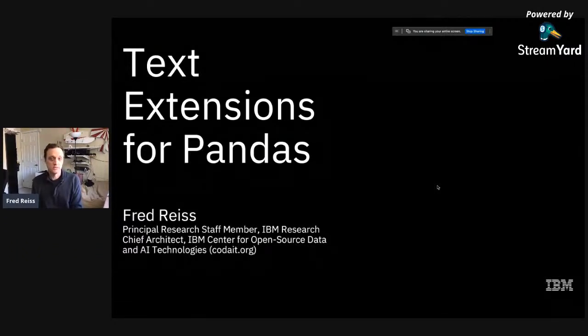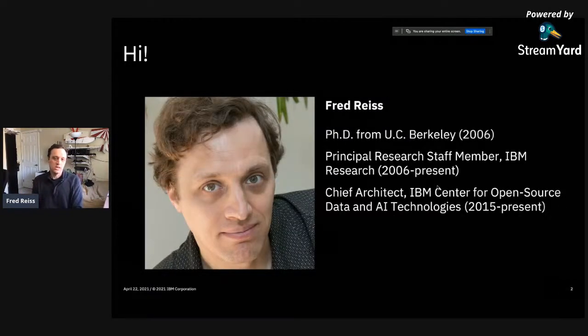So welcome everyone to my talk at this meetup. It's going to be about text extensions for Pandas, and you'll find out what text extensions for Pandas is a couple of slides in. First, a little bit about me. I'm Fred Reiss. I am coming to you today from California, and I've been in California for quite some time now. I went to grad school at UC Berkeley, graduated from there in 2006 with my PhD in data management, and then joined IBM Research immediately in 2006, and I am still part of IBM Research. Also in 2015, I took on an additional role as chief architect for our open source lab in San Francisco, the Center for Open Source Data and AI Technologies.